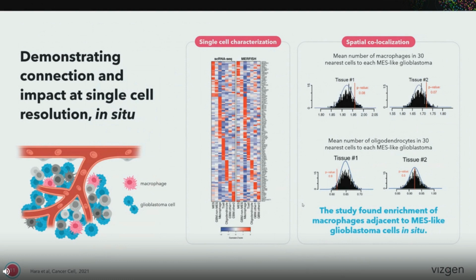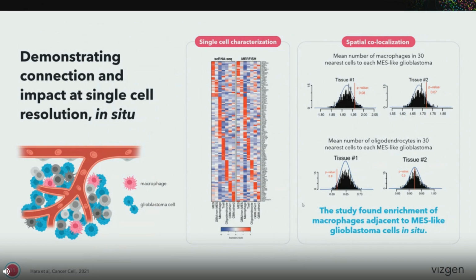In this Cancer Cell paper published last year in 2021, for example, the authors used MERFISH to characterize different cell types in glioblastoma. As you can see from the heat map in the middle, this shows the gene expression profile in the identified cell types. MERFISH was able to recapitulate the gene expression features in the identified cell types. It almost looks identical to the single-cell RNA-seq characterization. But since MERFISH is an in situ measurement, it does offer information that single-cell RNA-seq cannot provide.